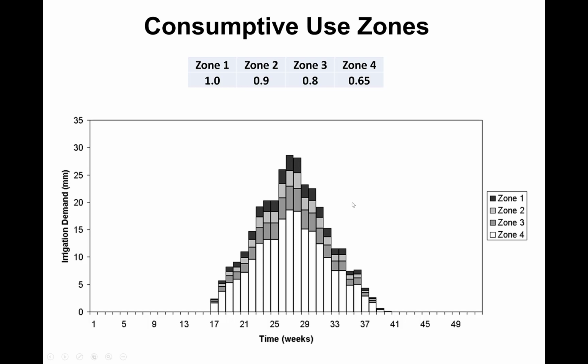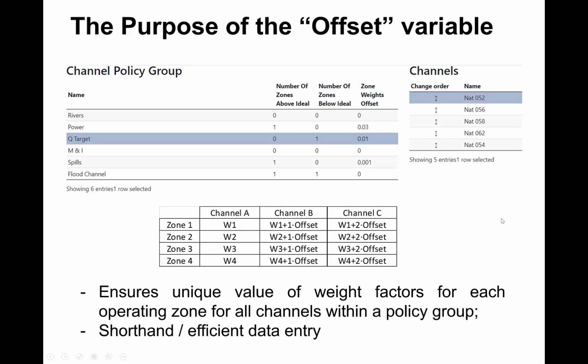These demands are given as a time series or use files given for every consumptive use node. So all we need to specify for zones are the weight factors and the zone bounds, which are really given as fractions. Finally, the offset variable is the one that we were mentioning a couple of times. It's shown here as 0.01. Keep in mind that we're giving the weight factors only for the first component in the list. Let that be channel A. Channel A has weight factors 1, 2, 3, and 4. That could be this channel net 052.